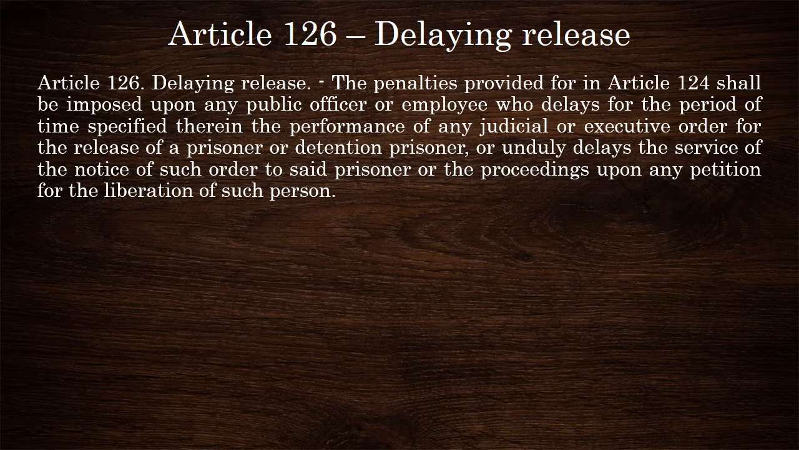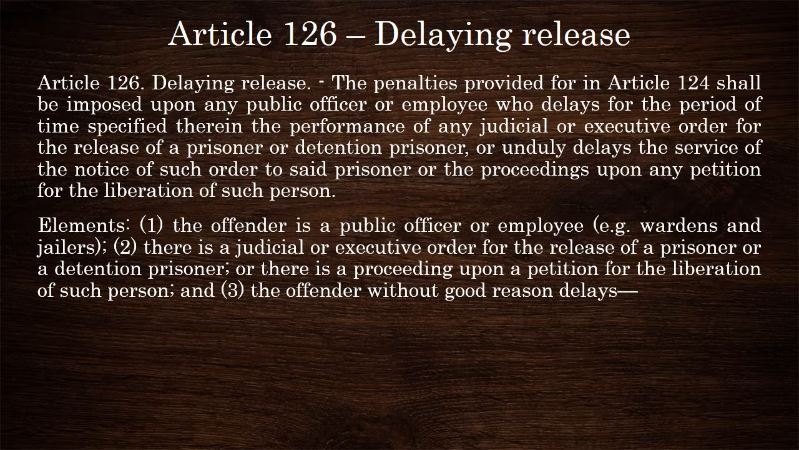Let us examine its elements. Number one, the offender is a public officer or employee. They refer to wardens and jailers or to any person having custody in the meantime of a detention prisoner, like police officers. Number two, there is a judicial or executive order for the release of a prisoner or detention prisoner, like judges ordering the release of a detention prisoner, or a prosecutor ordering the release of the arrested person during the inquest proceedings. Or there is a proceeding upon a petition for the liberation of such person.